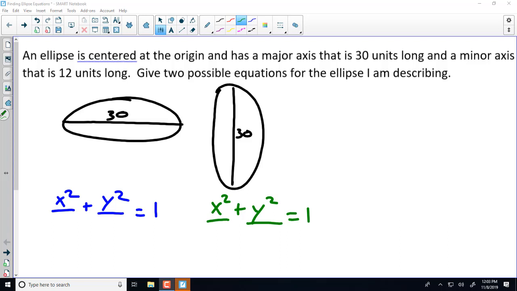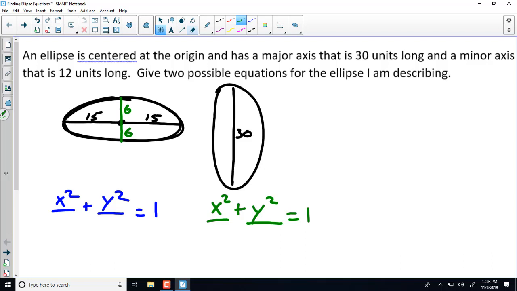So the secret to finding out the numbers that go underneath is finding the distance from the center to one of the intercepts. So for instance, with this first one, this short and fat ellipse, we go 15 units left and right. 15 this way, 15 this way. Because the minor axis is 12 units long, we go 6 units up and 6 units down.